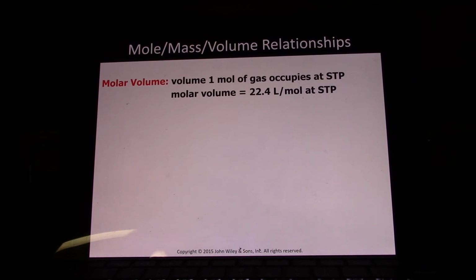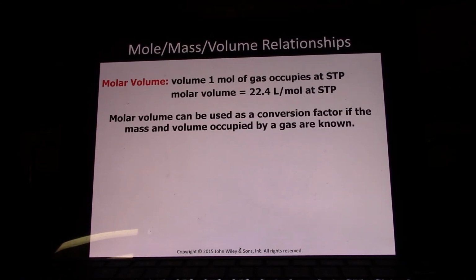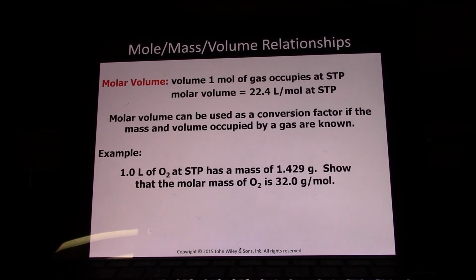Molar volume. This is the volume that 1 mole of a gas occupies at STP. And STP is standard temperature and pressure, 0 degrees Celsius and 1 atmosphere. 1 mole of any gas will occupy 22.4 liters at STP. All gases have this molar volume at STP because all gases spread themselves out the same.